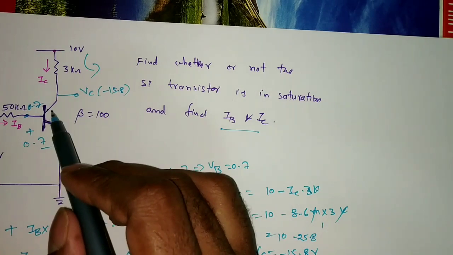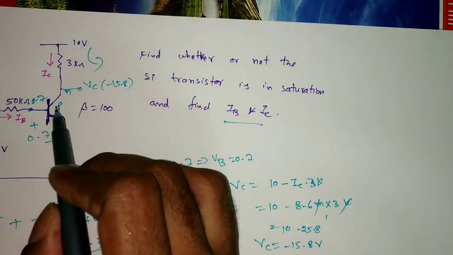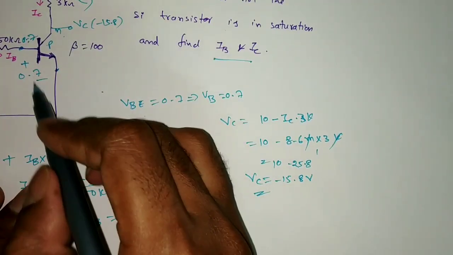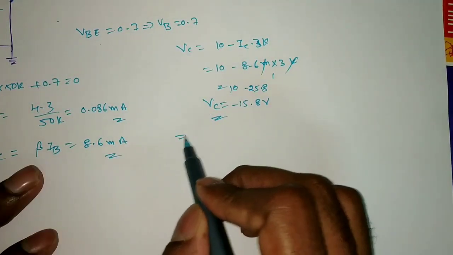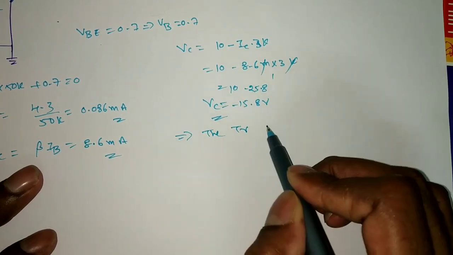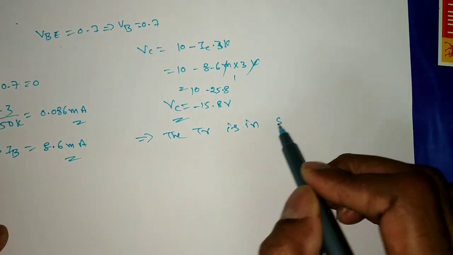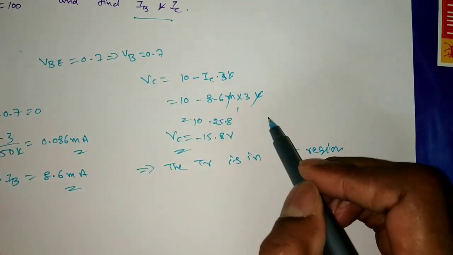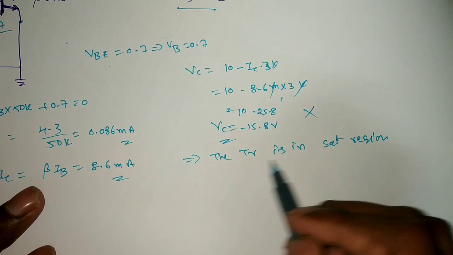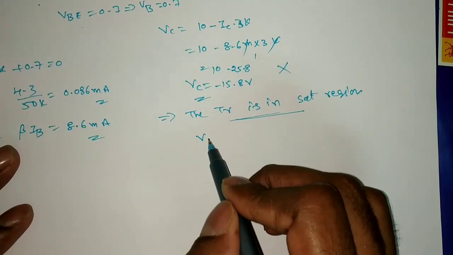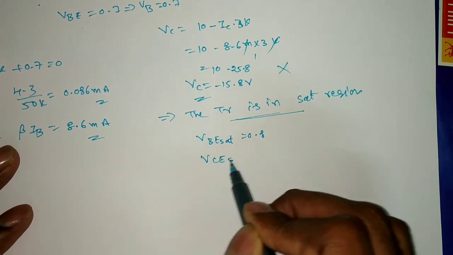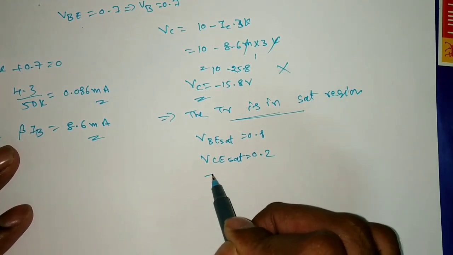Which bias? This is N, this is P. The P side is connected to more positive compared to the N side, so this is forward bias, and this is forward bias. So the transistor is in saturation region, but we assumed active, so that is wrong. Again, we will assume this is in saturation region. That means VBE sat is 0.8 volts, VCE sat is 0.2 volt. Then we can find IB, IC.